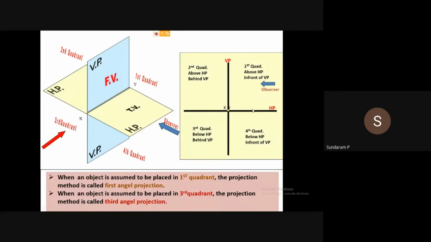Once again I repeat. In the first quadrant we can say above the horizontal plane, which we can refer to as the ground, and in front of the vertical plane, which we assume as a wall: above ground, in front of wall. Second quadrant: above ground and behind wall, or vertical plane. Third quadrant: below ground and behind wall. Fourth quadrant: below ground and in front of wall. I hope you understand the four quadrants. Without understanding this, you can't understand the problem, and without understanding the problem, you can't draw the diagram.